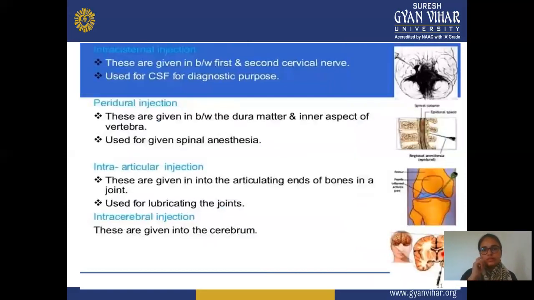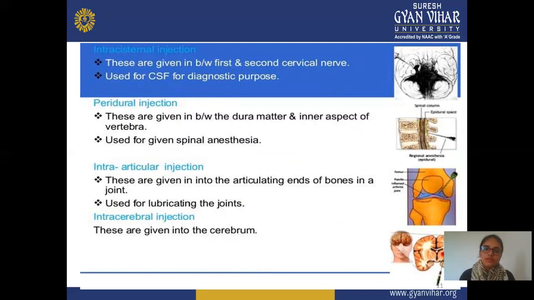And next is intracisternal injection. These are given between the first and second cervical nerve, used for CSF for diagnostic purpose. Means this is not for some desired effect, but for diagnostic purpose. So this injection is given between the first and second cervical nerve, for diagnostic use of the CSF fluid.